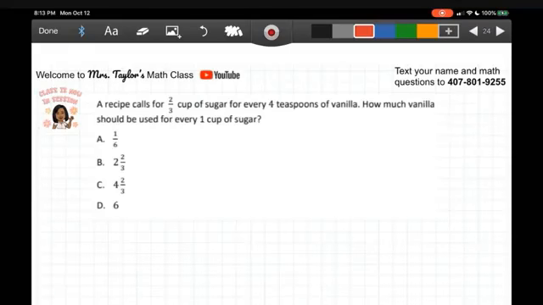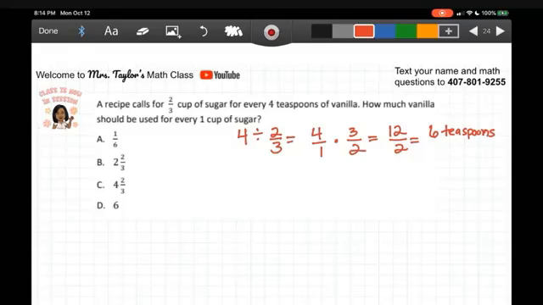So this one would be 4 divided by 2/3. And again, you would take your whole number or your fraction and multiply it by the reciprocal of the second fraction. And this would give you 12/2, or in this case, it would be 6 teaspoons per 1 cup, or 6 teaspoons of vanilla per 1 cup of sugar. That's one method of doing this.